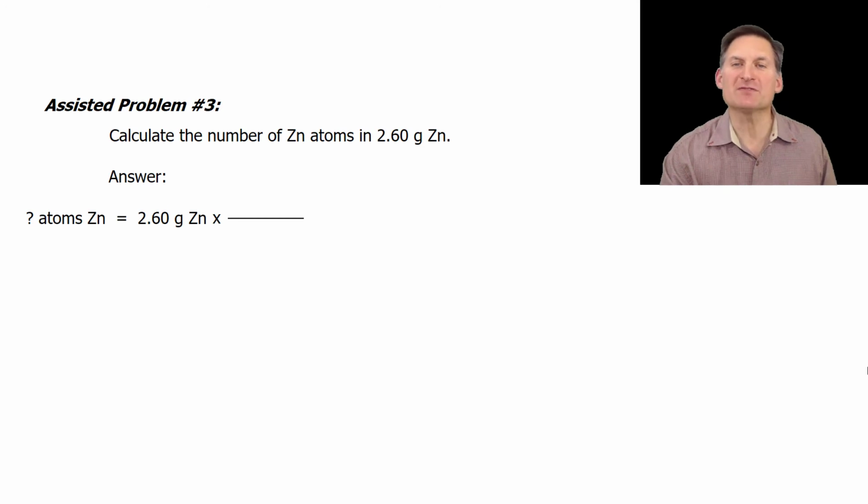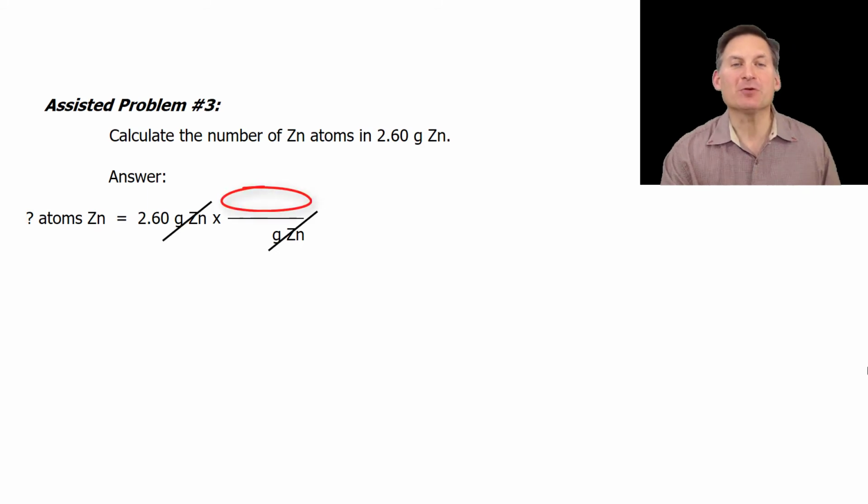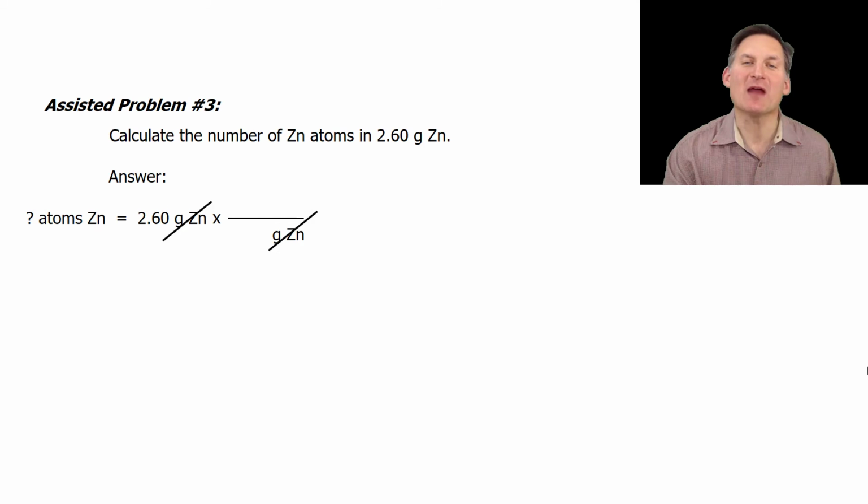Now we put grams of zinc in the denominator because we know we want to cancel that. Don't put any numbers yet. Numbers don't make sense if you don't have a unit in the denominator and the numerator. Now the question is, what goes in the numerator? Well, we see that we want to end up with atoms of zinc. So we might think to put atoms of zinc here. The problem with that is we don't know how many grams of zinc are in an atom of zinc, or how many atoms of zinc are in a gram of zinc. That's not one of our common conversions.